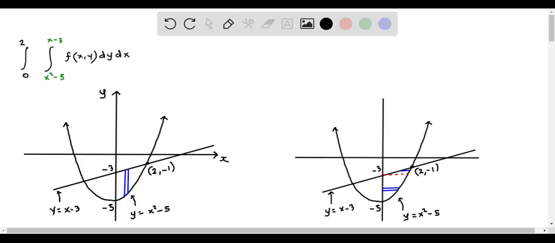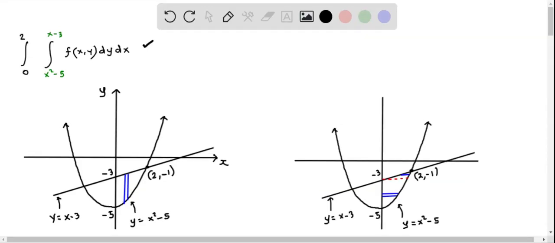From the given double integral, we first identify the region of the integral. So, from the double integral, we see that first we integrate with respect to y, and therefore the limits are y equal to x squared minus 5 to y equals x minus 3.